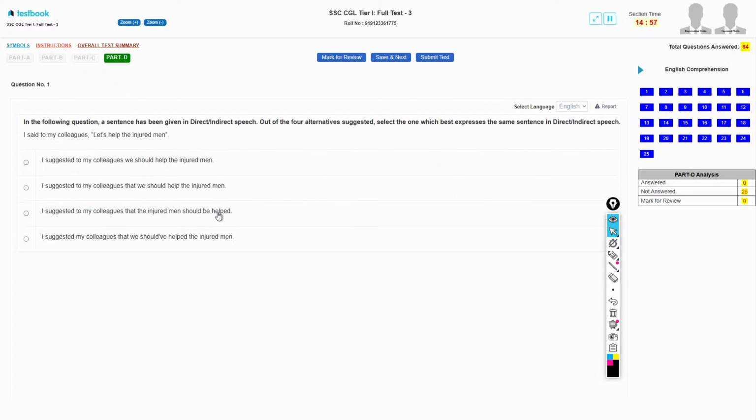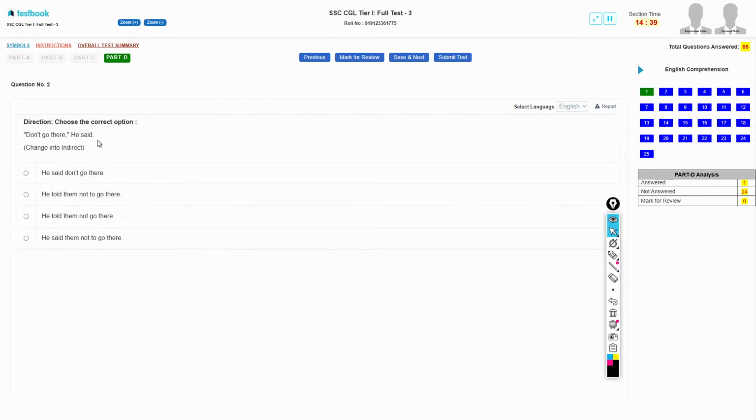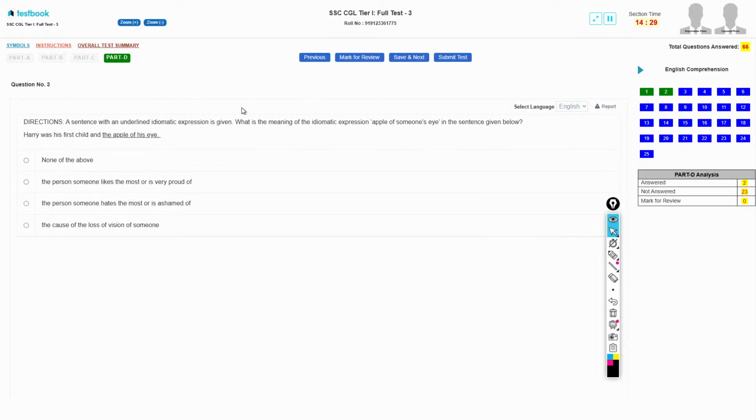I said to my colleagues, let's help the injured man. I suggested to my colleagues that we should help the injured man. Don't go there, he forbade. He told them not to. Harry was his first child and the apple of his eyes.